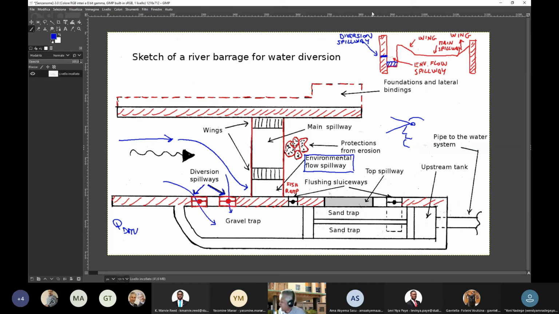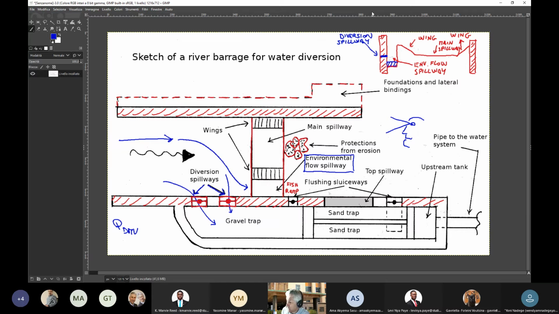Why is the diversion spillway placed at a higher elevation with respect to the environmental flow spillway? Because I cannot divert any water unless I release downstream the environmental flow. And therefore the diversion spillway has to get a lower priority with respect to the environmental flow spillway. Lower priority means higher elevation because water goes downstream by first passing through the lowest elevation. So again, diversion spillway higher than the environmental flow spillway.